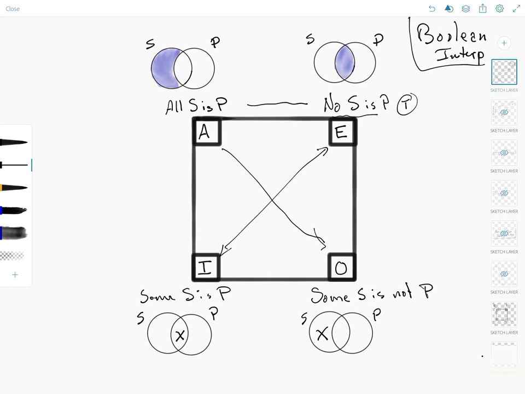But on the Boolean interpretation, there is no such implication for existence, and so it is possible for both all S is P and no S is P to be true.